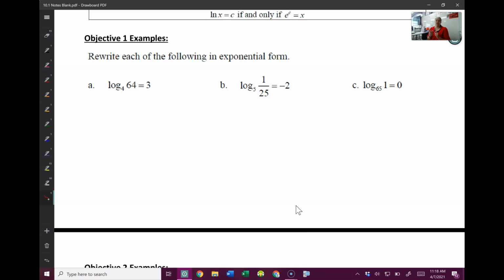So a quick reminder, step 1, the base stays the same. Step 2, flip the input and output. So I want you to pause the video and try rewriting these in exponential form using those 2 steps from the last video. Ready, set, go.